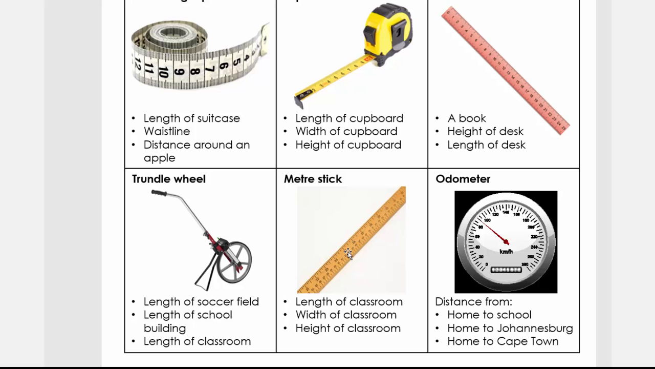Then we've got a meter stick. The meter stick is used for the length of the classroom. Here again, compare the two, because here we measure in meters, here we measure a meter. Why don't I use the meter stick to measure the length of a soccer field? And then the odometer: you can show an example in your car, or maybe a friend's family's car, or you can Google some examples, and we use this for the distance from home to Johannesburg, home to Cape Town, various examples that you can do.